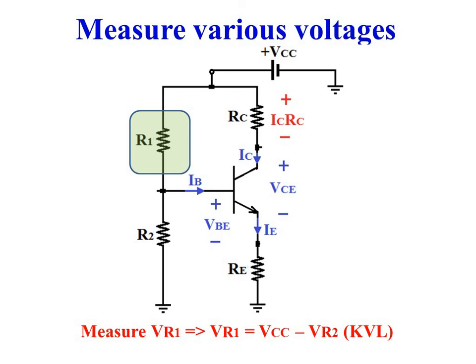In this way, we can ensure that DC conditions are satisfied for the RC coupled amplifier. If DC conditions are established properly, the RC coupled amplifier will amplify AC signal.